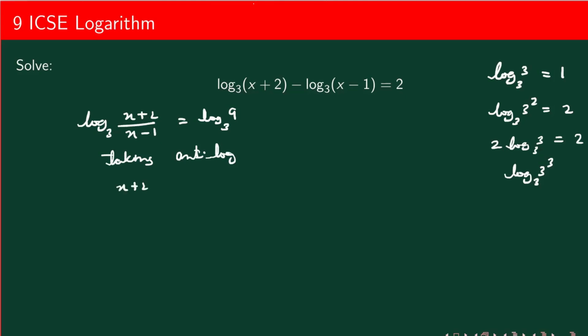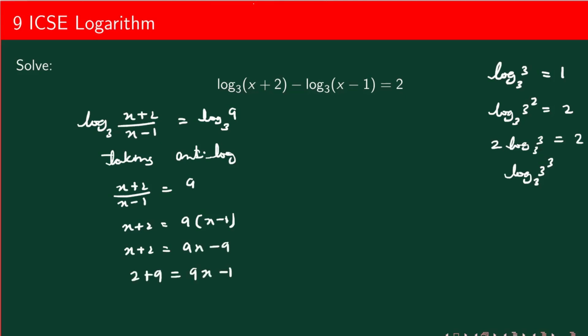So I get x plus 2, x minus 1 as 9. So x plus 2 is 9 times x minus 1. So I get x plus 2 is 9x minus 9. Okay, so 2 plus 9 is 9x minus x.